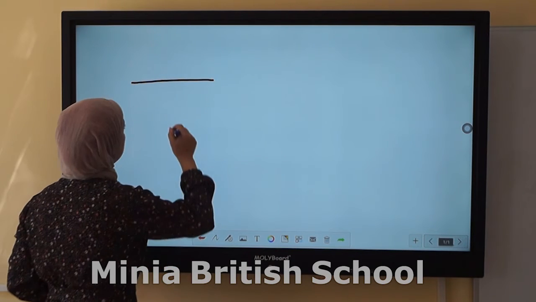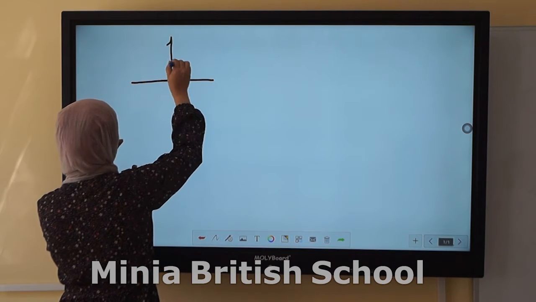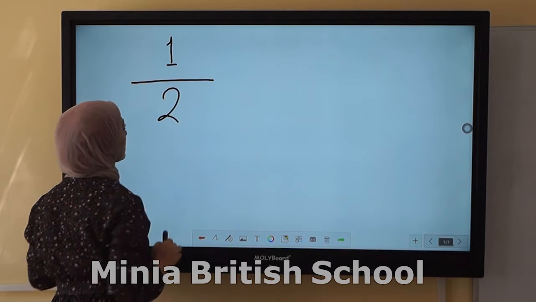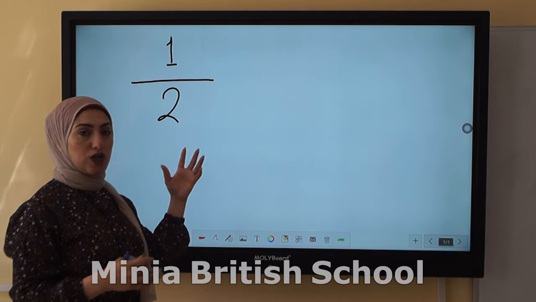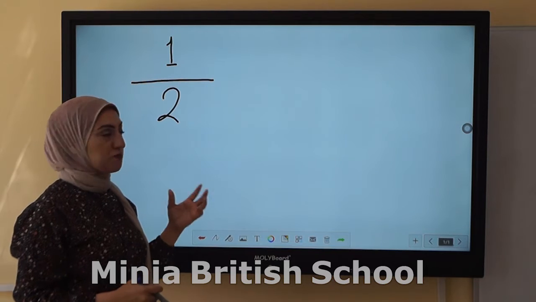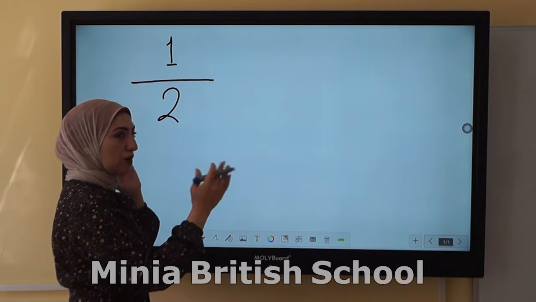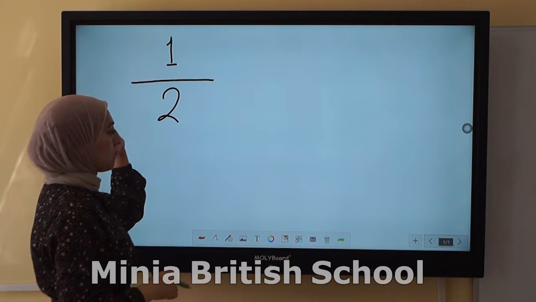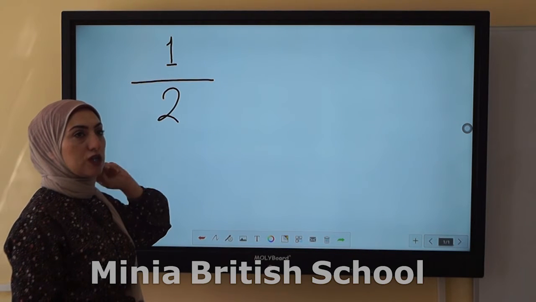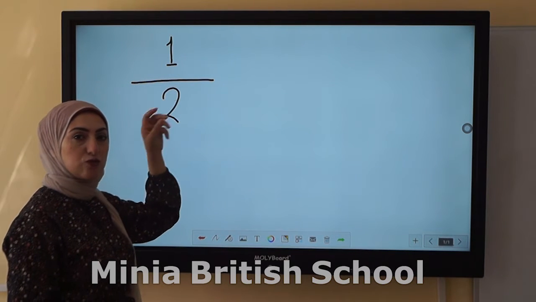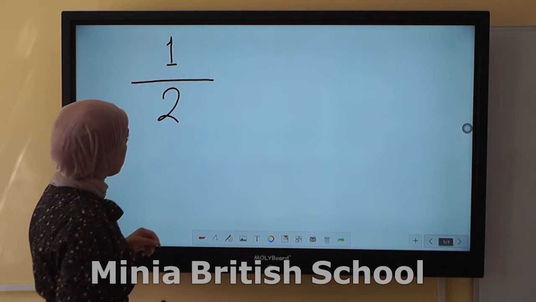Numerator and denominator. For example, half. This is a number smaller than 1 and greater than 0. Okay? It's between 0 and 1. Half, 1/5, quarter, third, 1/6, 1/8, 1/10, whatever.